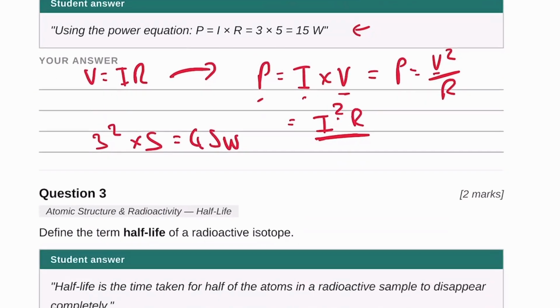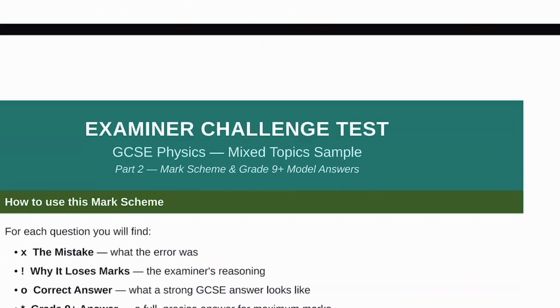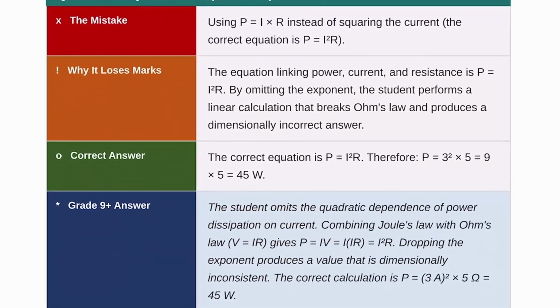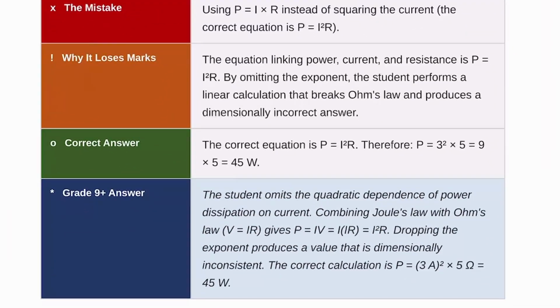And so let's go ahead and check the mark scheme. Is that what they wanted? And so, yeah, we can see the mark scheme. It tells us exactly the mistake was P equals I squared R. The reason why it loses marks, obviously, you didn't square it. You should have squared it, and instead you just used P equals I multiplied by R. And the correct answer is 45 watts.